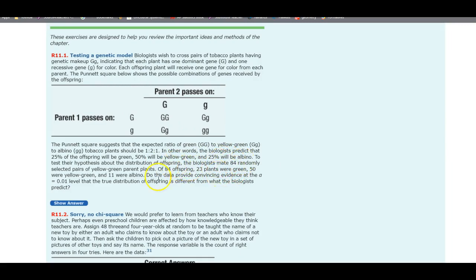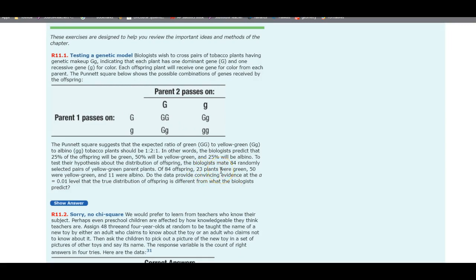They take 84 randomly selected pairs, so that's your sample size, right? And then here are your observed counts, 23, 50, and 11, okay? Do they provide convincing evidence? So I'm going to focus more on the mechanics, but remember your conditions for inference here.